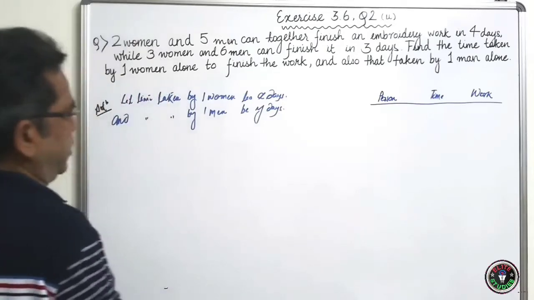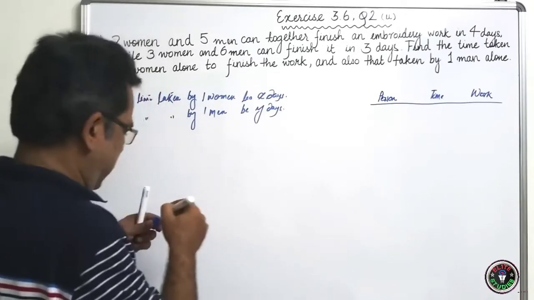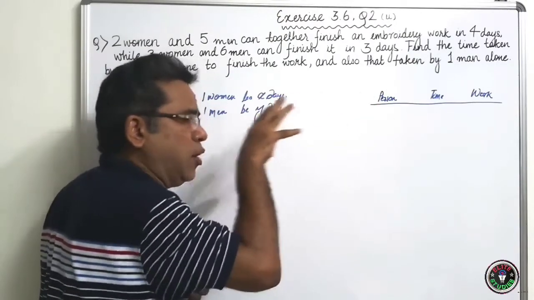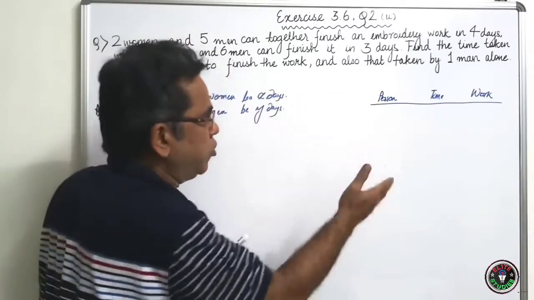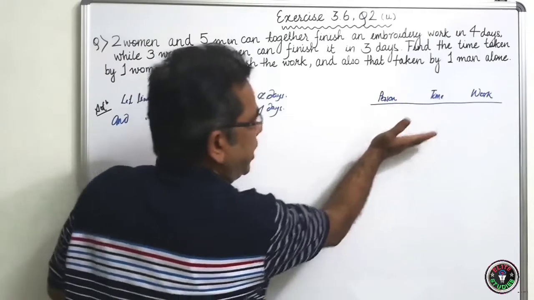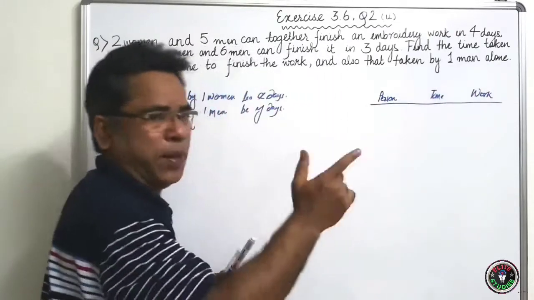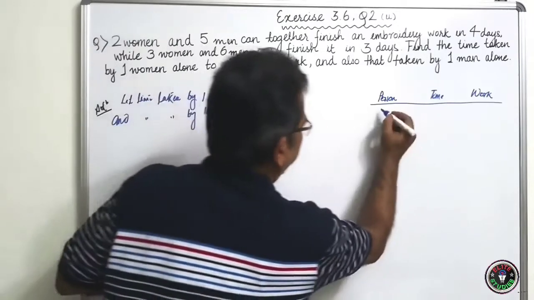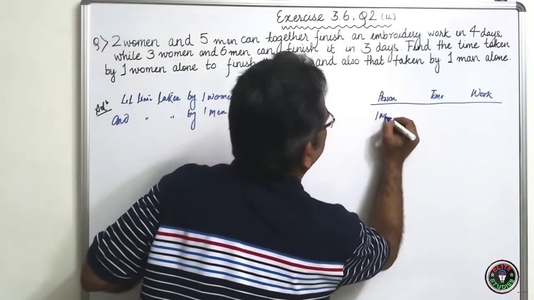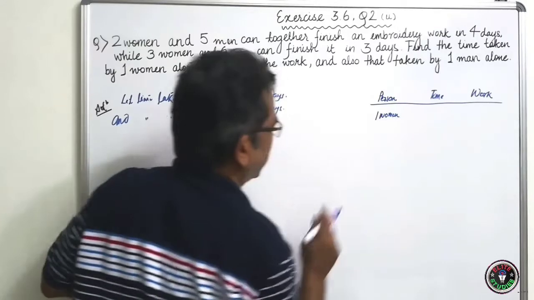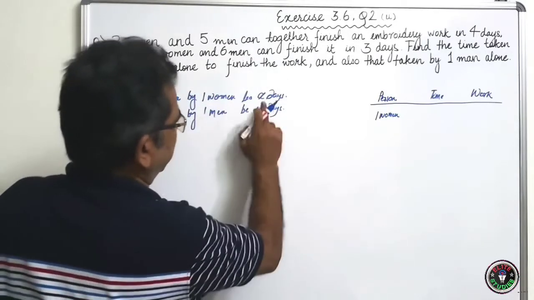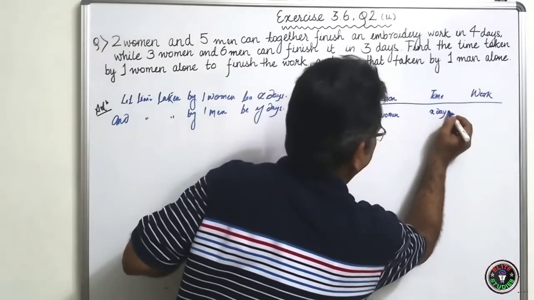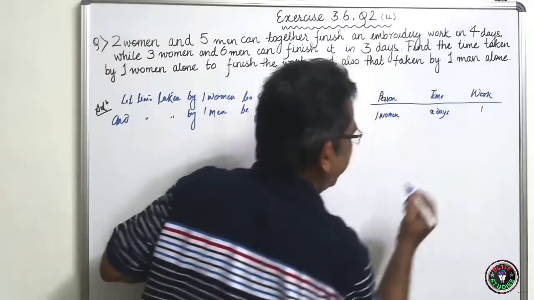Right? Now you see. Now don't look at the question. I have told you in such type of time and work questions, always try to find how much work one person does in one day. So what have we taken? One woman, time taken X days. Now work is 1. Why 1?